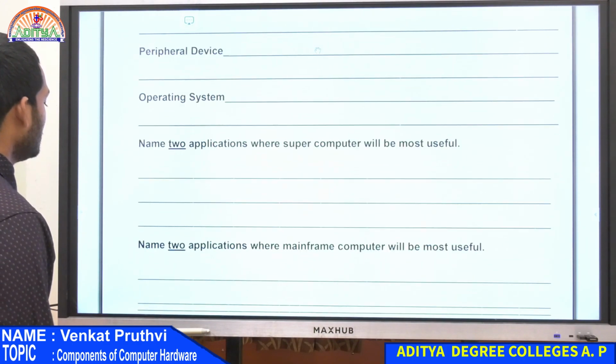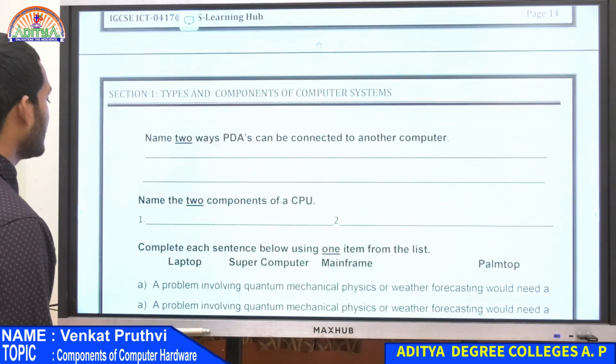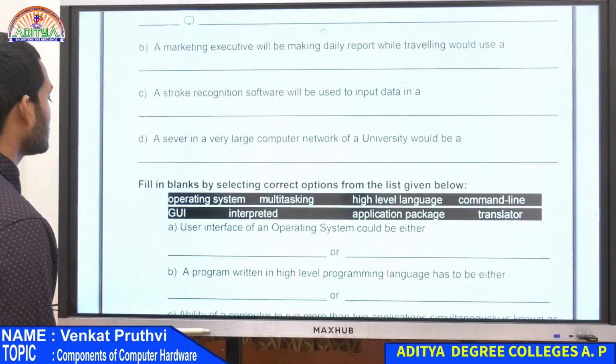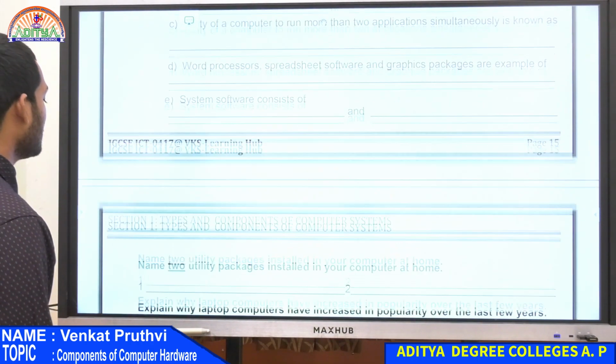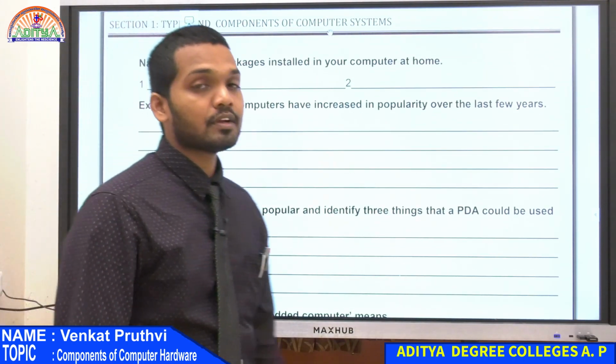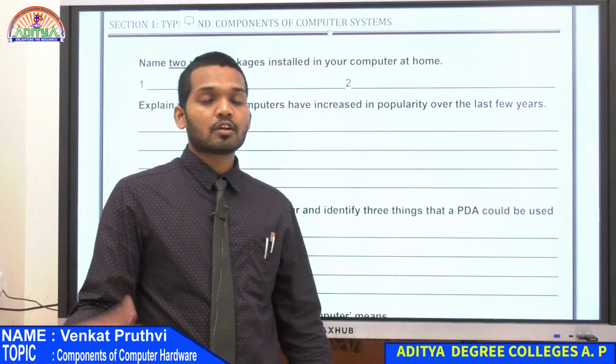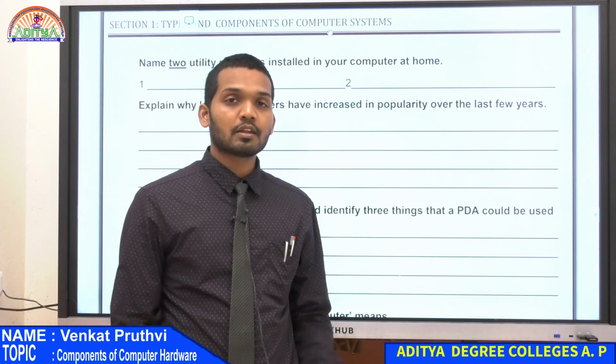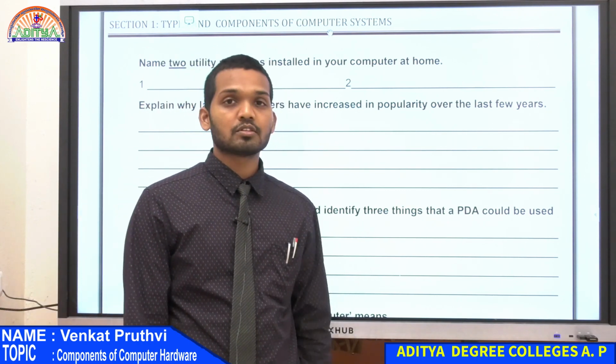So, that is about the different types of computers and also the different components of hardware. In the next class, we will see the different printer configurations that are available and the remaining parts in your unit 3. So, that is all for today.